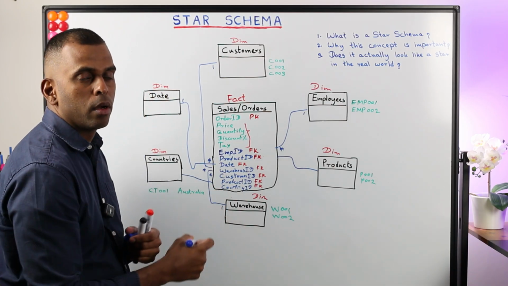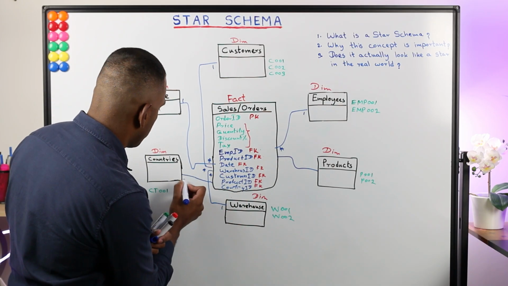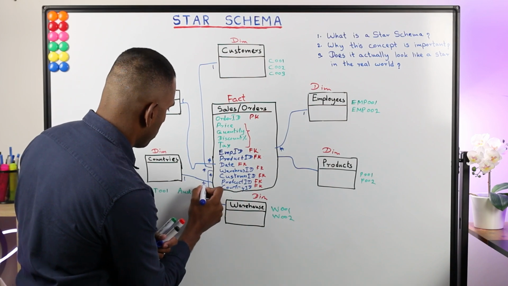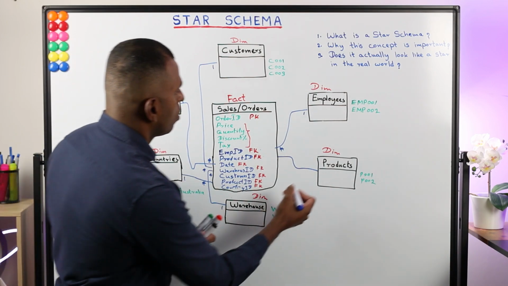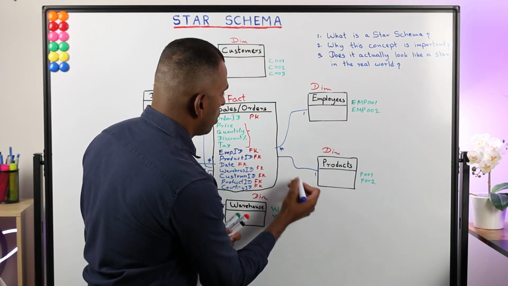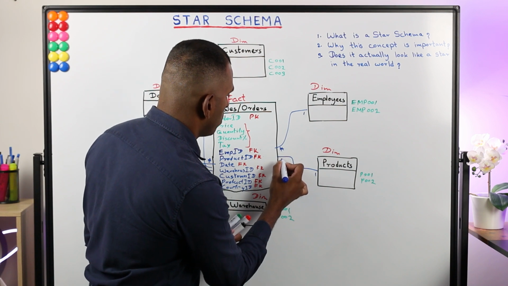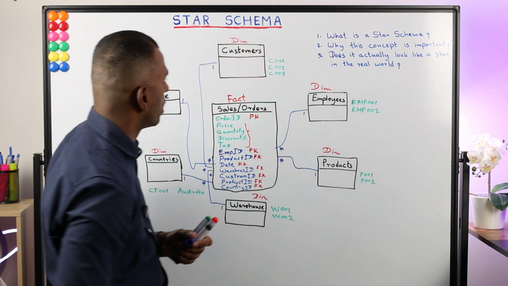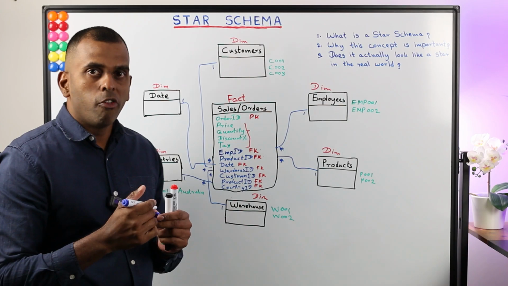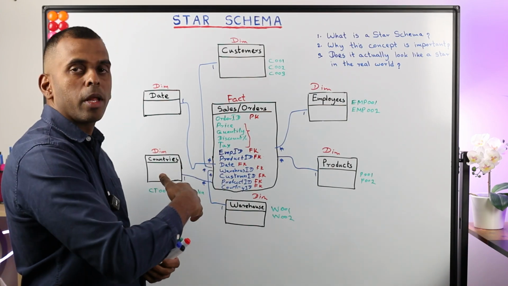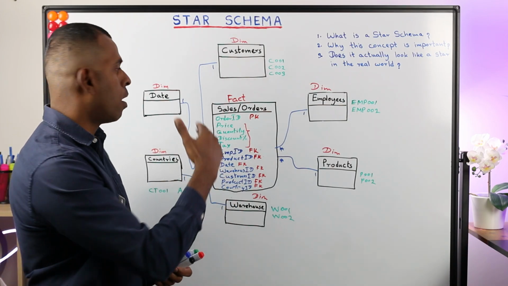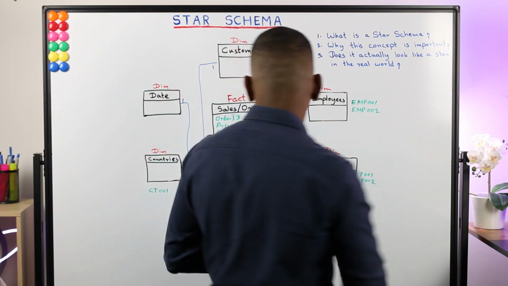One country has many sales. One product can have many sales. That's the way dim tables are connected to the fact table, right?